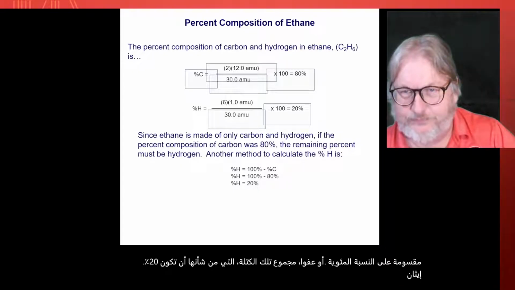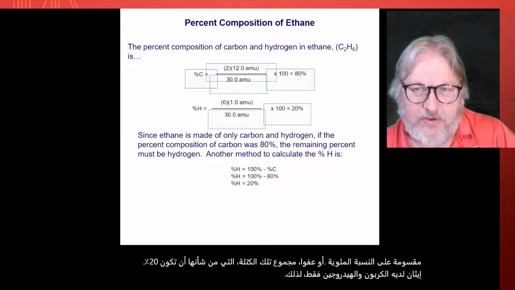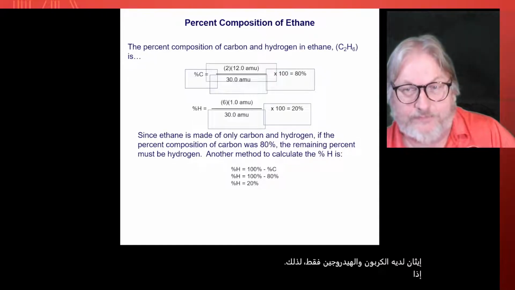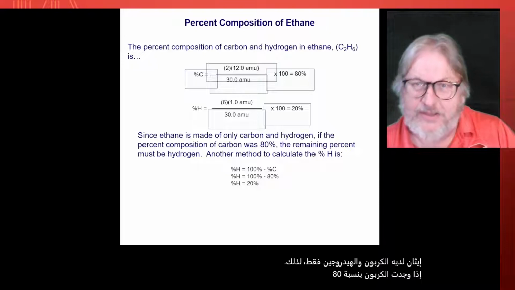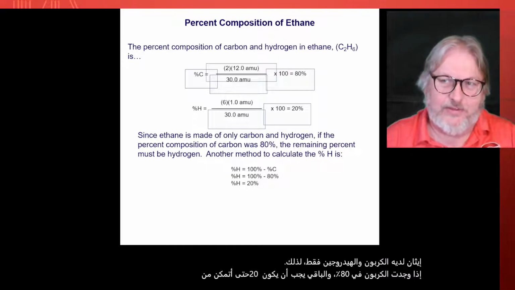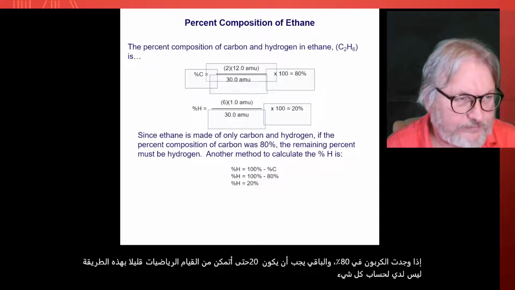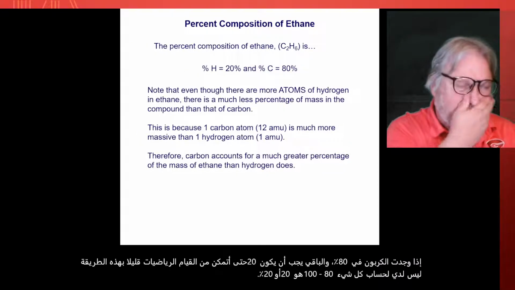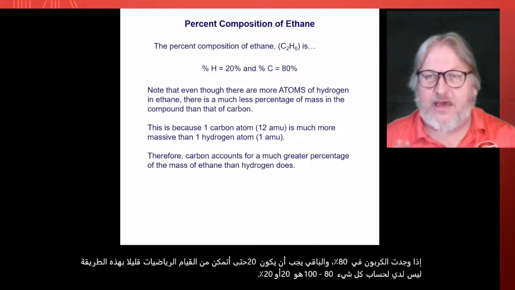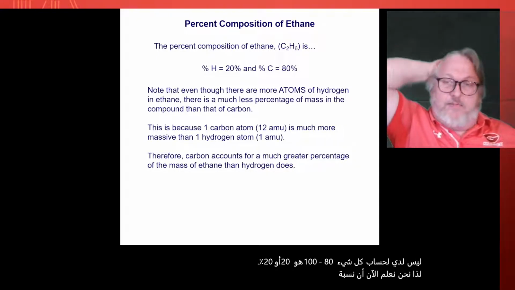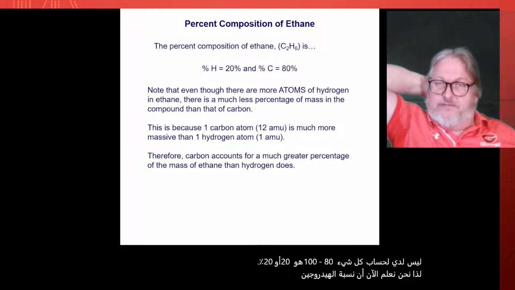Ethane only has carbon and hydrogen. So if I find the carbon at 80%, the rest has to be 20. So I can do a little math that way. I don't have to calculate everything. 100 minus 80 is 20, or 20%. So, we know now that the percent of hydrogen in ethane is 20%, and the percent of carbon in ethane is 80%.